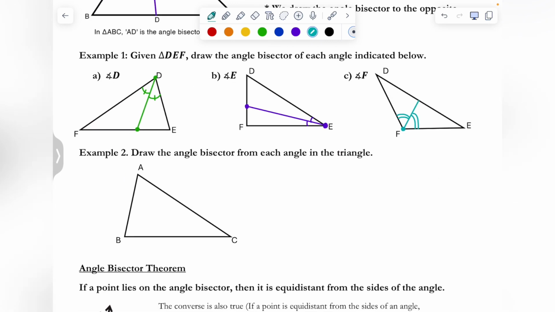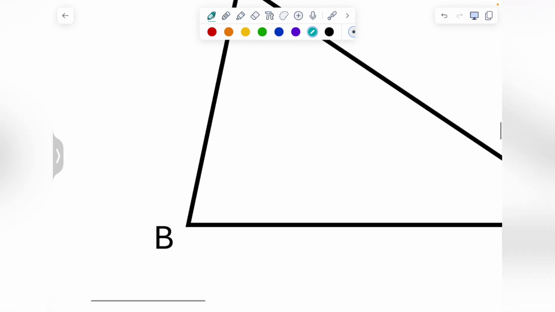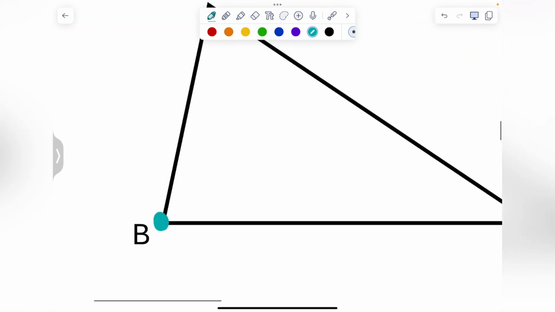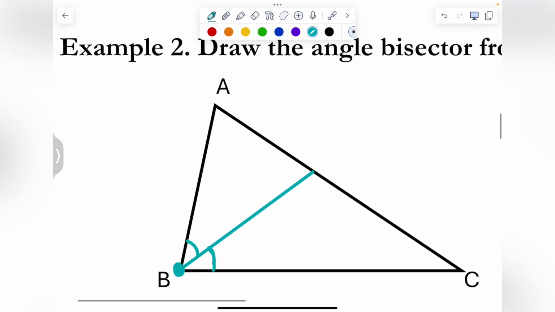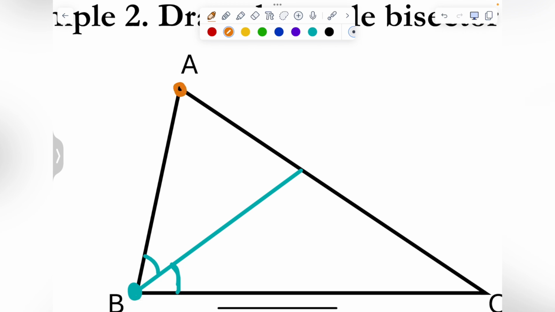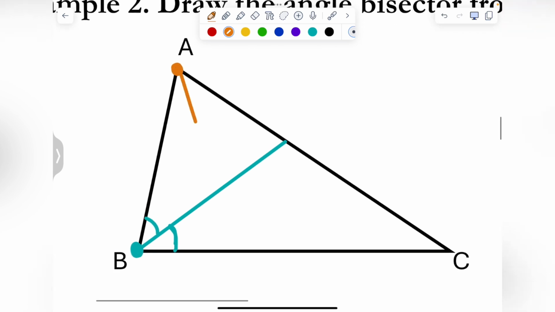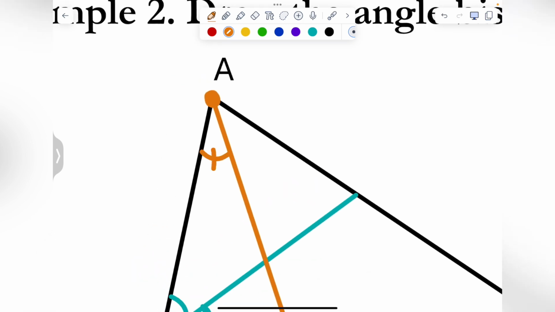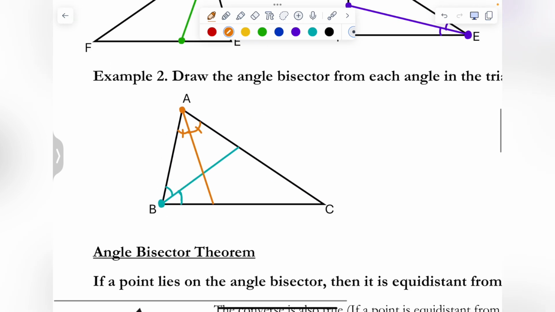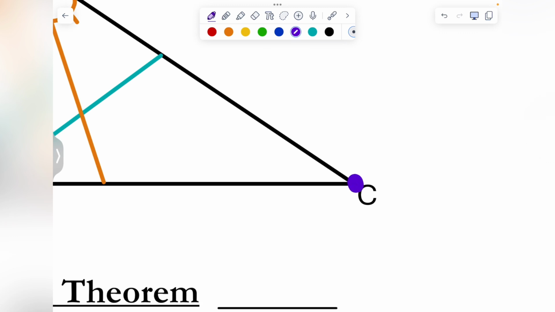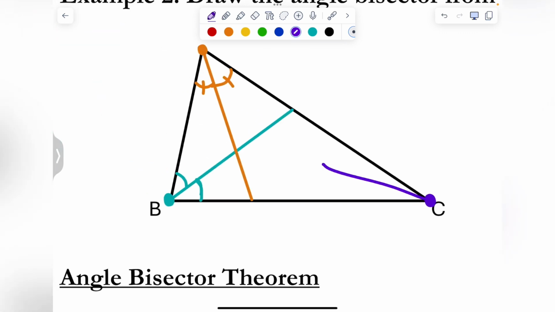So example 2 says draw the angle bisector from each angle all in the same triangle. So let's start from angle B. Okay, again, just make it look like it is two congruent angles, this one and this one. Okay, now I'm going to do it from angle A. And again, just make it look like it's getting cut right in half. Mark it congruent. Then we got it. And then last, but certainly not least, we got from angle C. And again, we just want to make it look like it's kind of going right there.